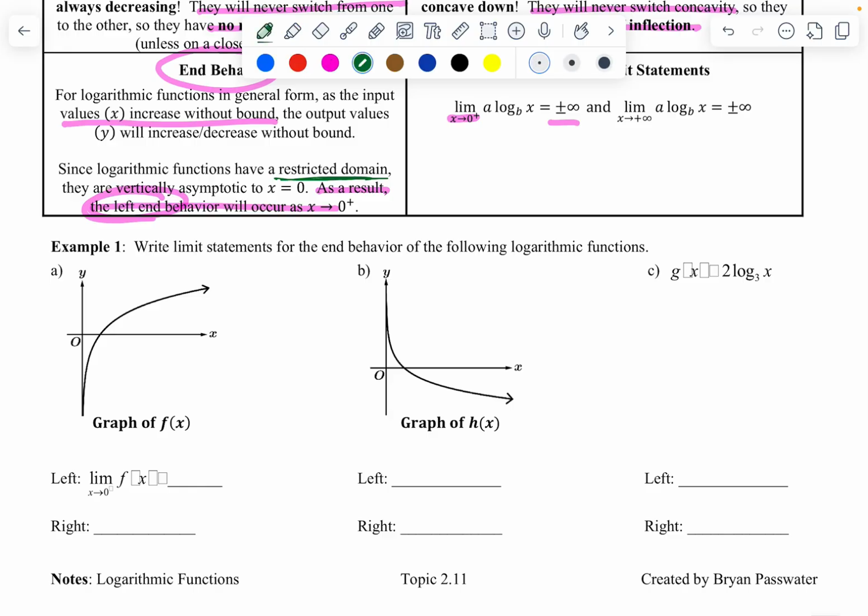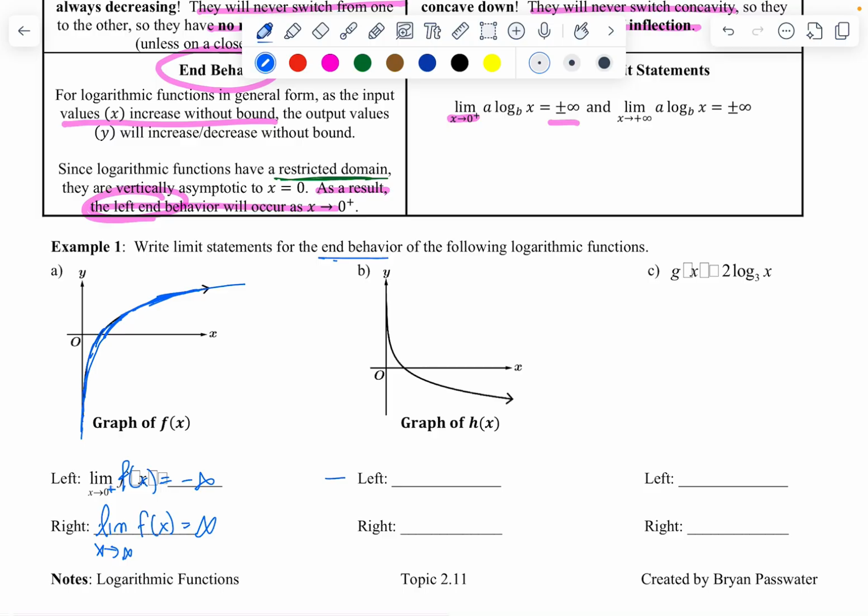So let's put that to the test. Write a limit statement for the end behavior for the following log functions. So here, the limit as x approaches 0, right? So as I am approaching 0 from the right of f of x, where am I going? To negative infinity. And for the right end behavior, you have to write as x approaches infinity of f of x. So as we're going this way, what's happening to the y values?